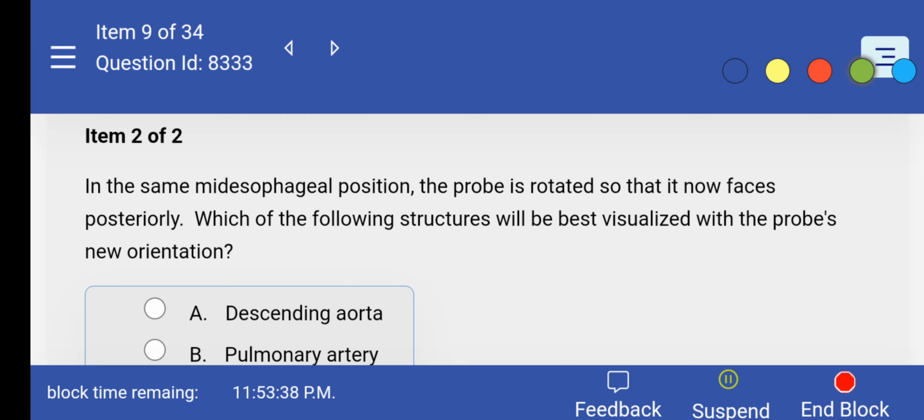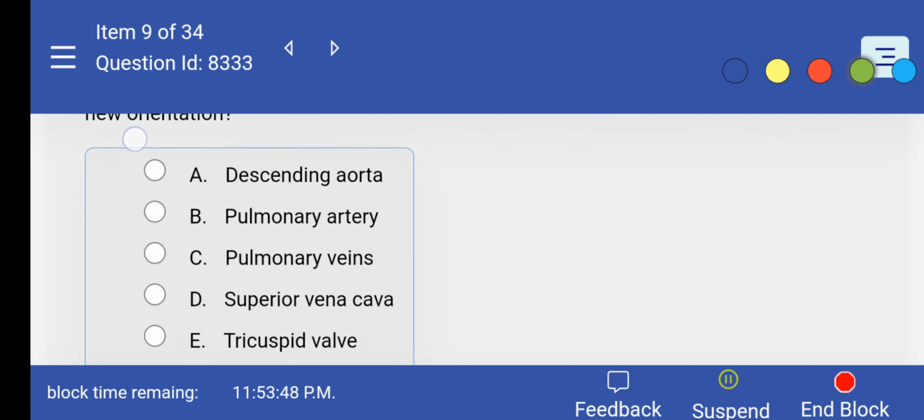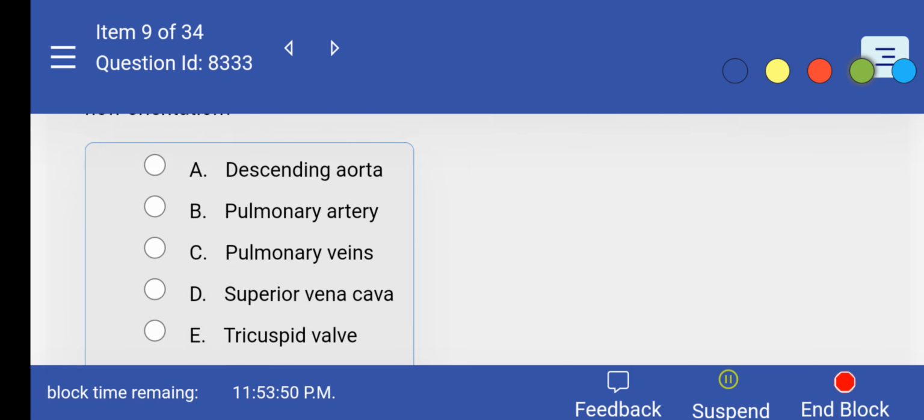Very simple question. Let me draw this for you guys. First, let me say the options: descending aorta, pulmonary artery, pulmonary veins, superior vena cava, tricuspid valve. Pause it and give the answer. The correct answer for this question is option A, descending aorta.